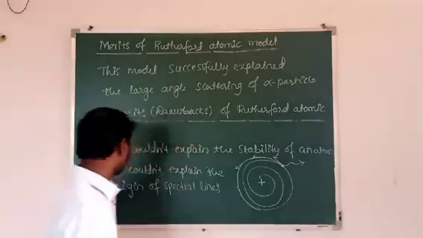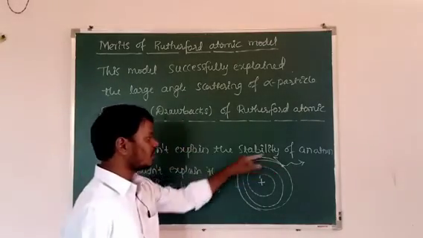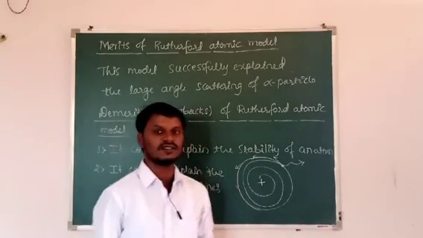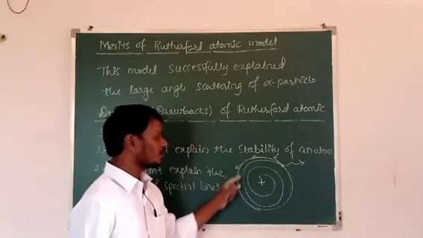Then why does this electron have acceleration, even though it is moving with constant speed? Because there is a change in direction of the velocity.